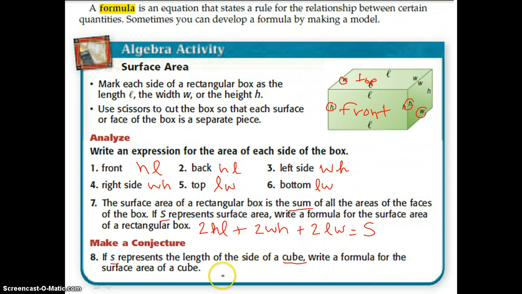Well, if the area of a square is S squared, how many sides are on a cube? Well, that would be 6 of them. So 6 times S squared would be the surface area of a cube. Okay? Alright, so let's check that out.